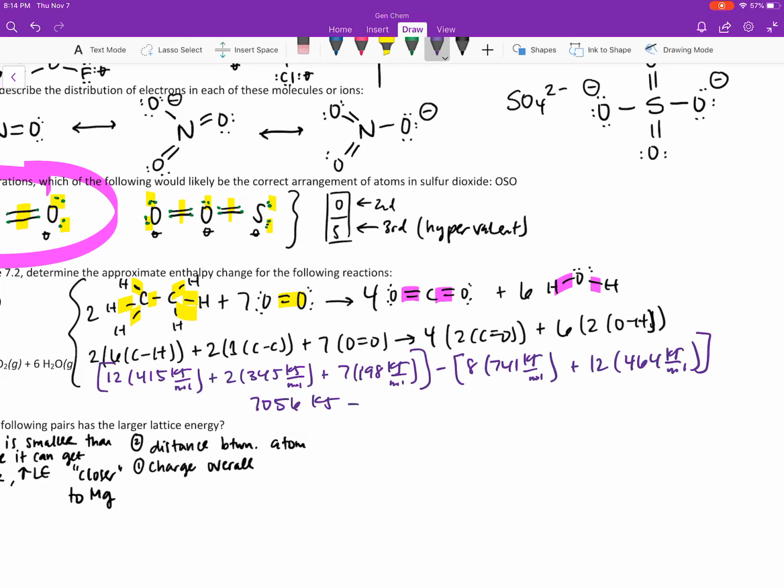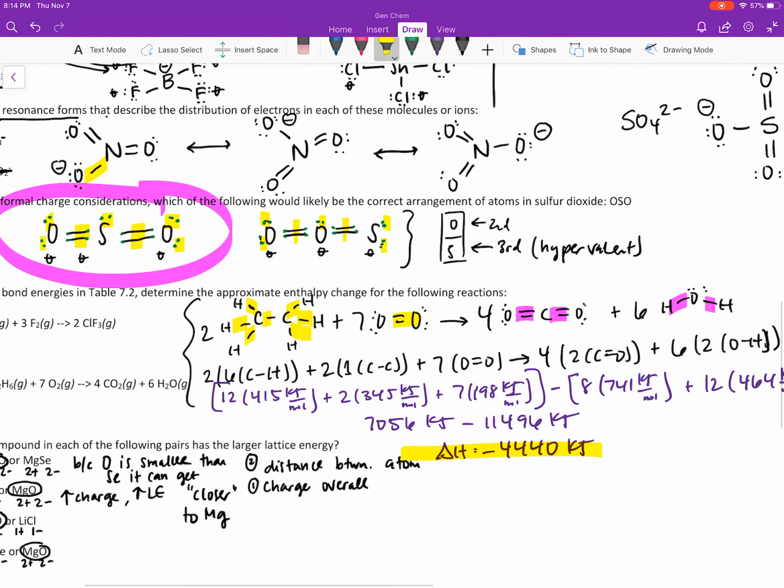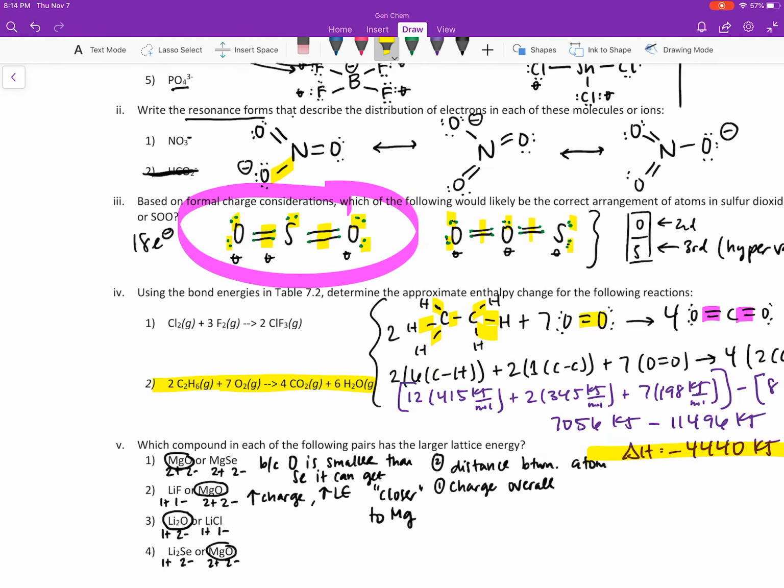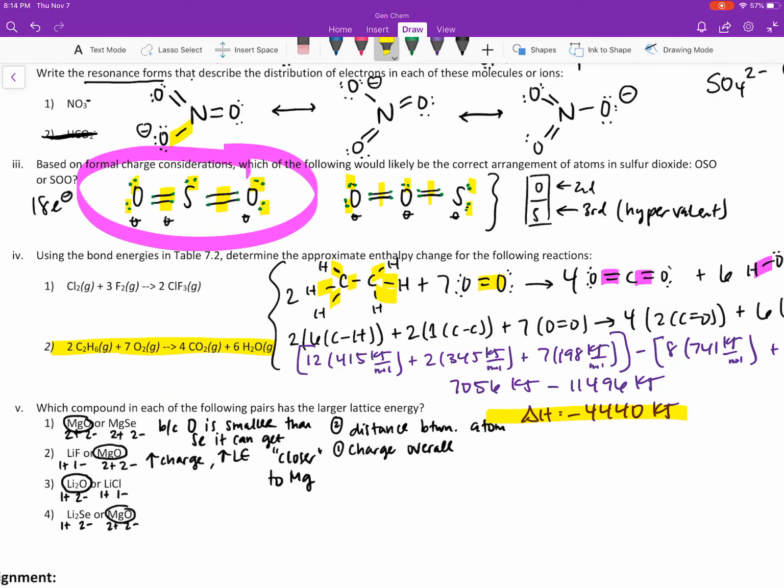Okay, so they're both big energy makers, making a carbon-oxygen double bond and making an oxygen-hydrogen bond. So when I subtract that, you should get 4,440 kilojoules negative, which, if we think about the type of reaction, this is a combustion reaction. Combustion reactions are associated with the production of a lot of heat, and a negative enthalpy value suggests the same.